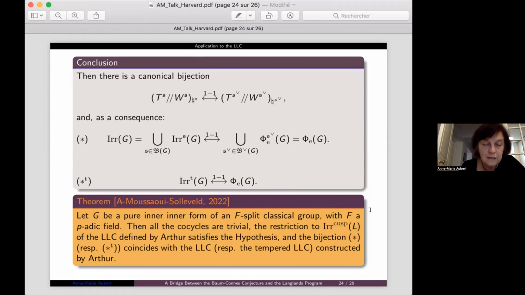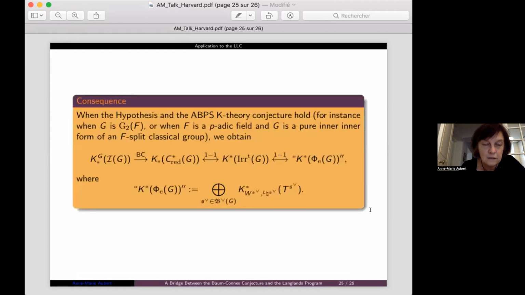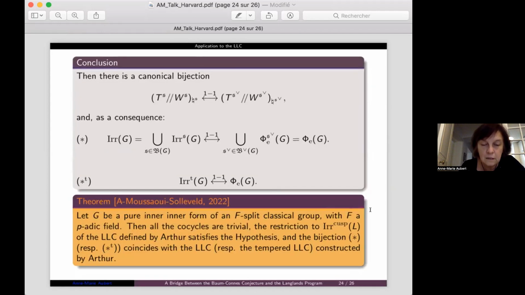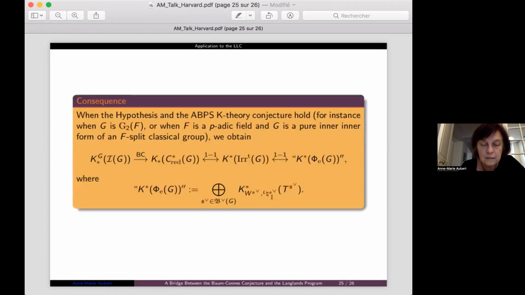But last thing, how to relate this with Baum-Connes? In the same way as before, we can consider the following. I assume that the hypothesis is satisfied, and also the ABPS K-theory conjecture. Then, which is true when G is G2 or a pure inner form of a classical group, we have the assembly map. So we have the Baum-Connes conjecture, which is known. We go from the equivariant K-homology of the Bruhat-Tits building of the group to the K-theory of the reduced C-star algebra of G. So this is Baum-Connes.